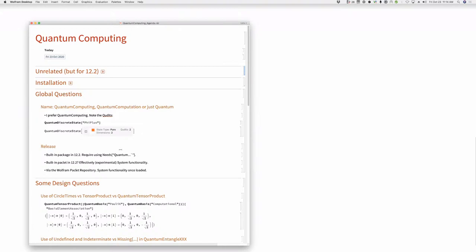Okay. So the agenda is separated into, at the end we have all the symbols. So there are 18 new symbols, and we have a guide page and a tutorial. So these are all things we could look at. And then there are a couple of global questions I have, which is the name. We have been doubting about quantum computing or just quantum. Actually, we have both names in different places. And then how to release it, whether it's a built-in package, built-in packlet, or something in the packlet repo.